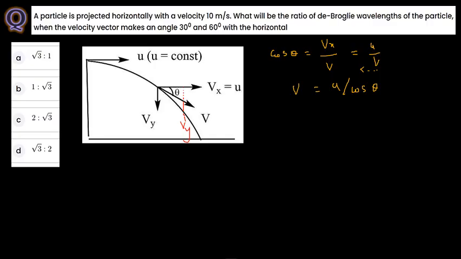From here, v is proportional to 1 by cos theta, as u is the constant initial velocity. So v is proportional to 1 by cos theta.